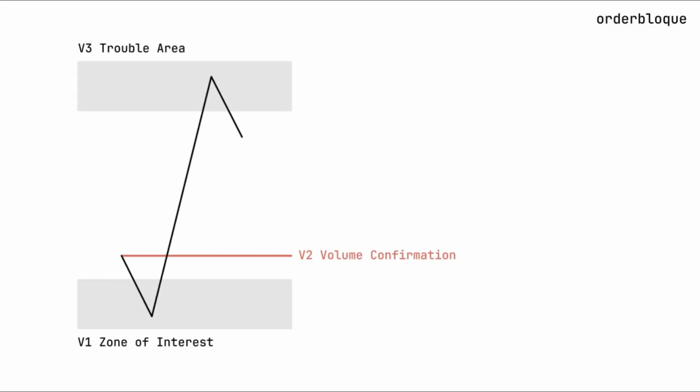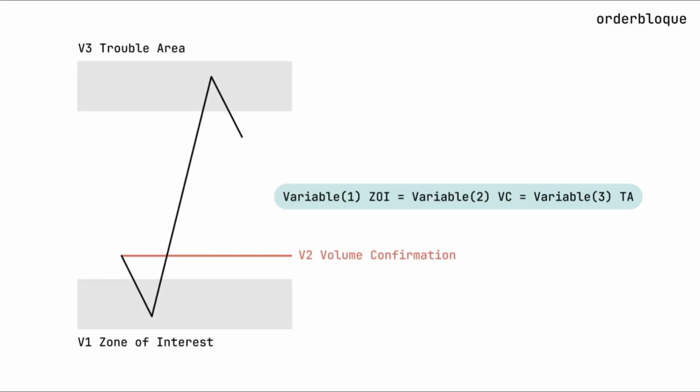The first formula looks as follows. Variable 1, zone of interest, equals variable 2, volume confirmation, equals variable 3, trouble area. This means that if the zone of interest is, for example, on the 4-hour chart, then the volume confirmation and trouble area will also be on the 4-hour chart.